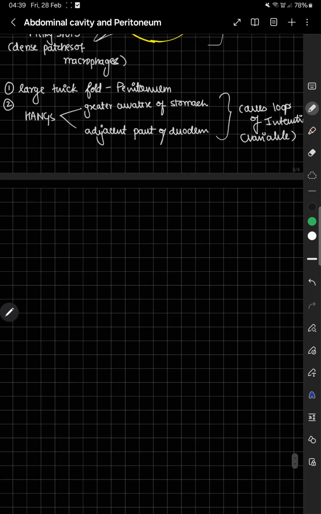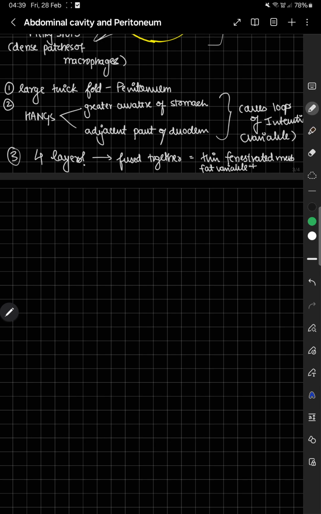Okay, the other most important thing is it's made out of 4 layers which fuse together to form a thin fenestrated membrane, which has a variable amount of fat. Basically a thin fenestrated membrane with variable amount of fat.